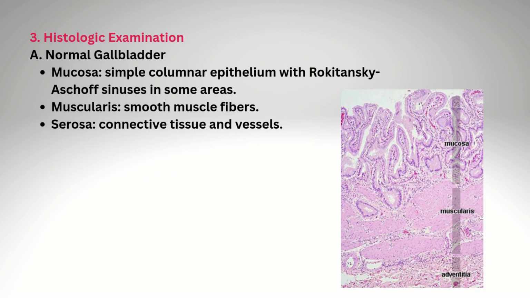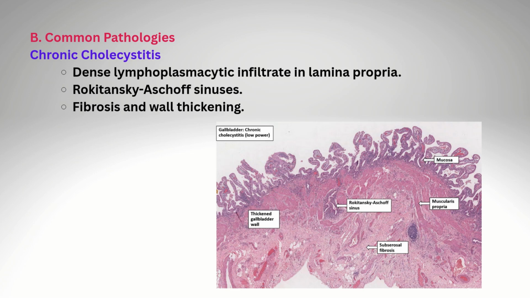Now, before starting the histopathology diagnosis of the common gallbladder specimens received in the laboratory, we should first talk about the normal histology of the gallbladder. The normal histology of the gallbladder shows mucosa, muscularis, and serosa. Mucosa is lined by simple columnar epithelial cells. You will get a few Rokitansky-Aschoff sinuses in them.